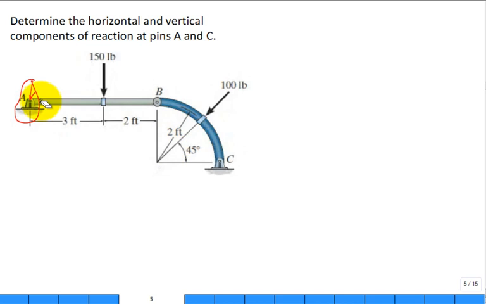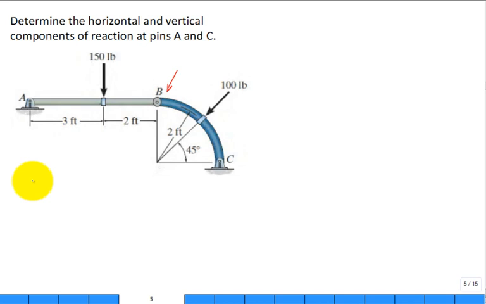You might want to think about it later after we solve this problem. What would happen if you turned C into a roller? Would it work? Probably not. Okay. They have another pinned connection at B. Do you see that? So they have A, B, and C, but they only want the horizontal and vertical components of the reaction at the pins A and C.